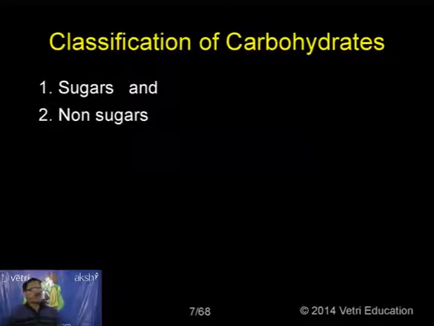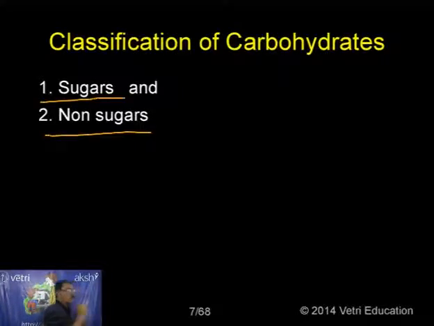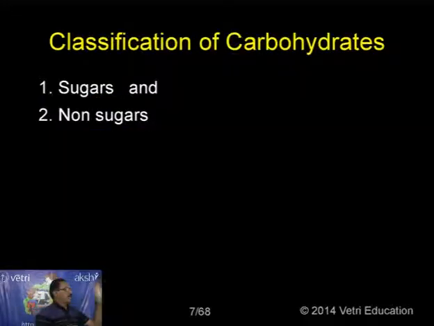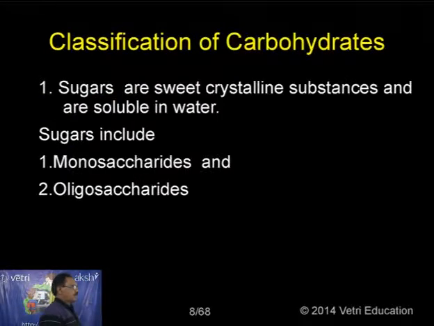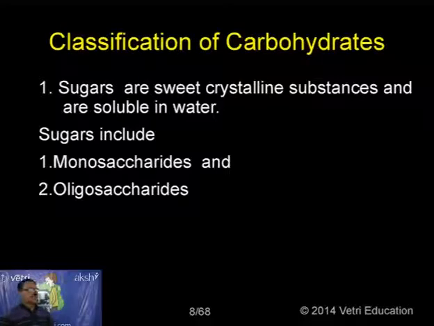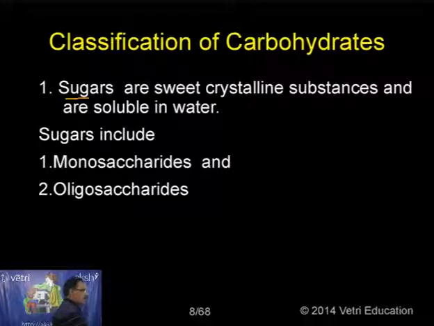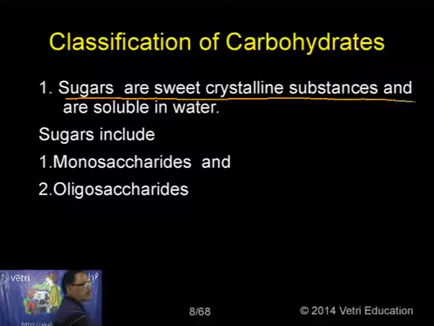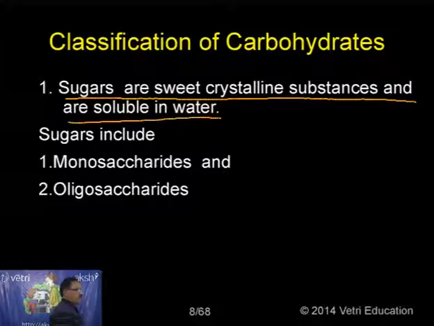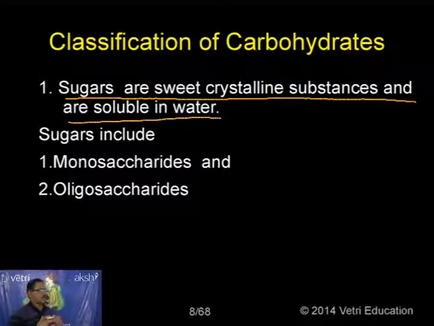Okay, let me go for the classification of carbohydrates. Carbohydrates can be broadly classified into two types. One is sugars, another is non-sugars. Let me go in detail. First, let me take sugars. What is sugars? Sugars are sweet crystalline substances and are soluble in water.